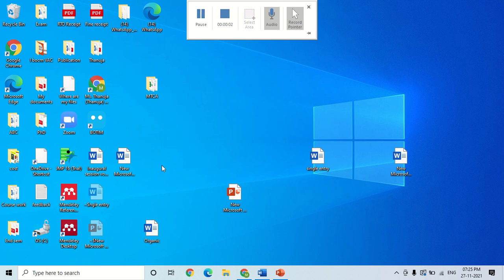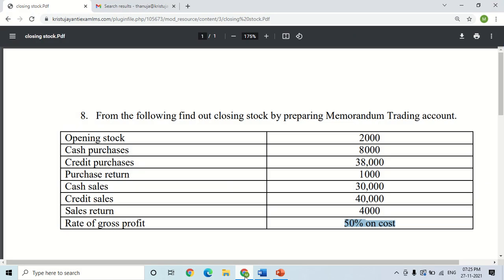Under the conversion of single entry into double entry, we will mostly be getting incomplete records. So we have to find out various items from those incomplete records, like opening stock, closing stock, purchases, and so on. We have a question here. We will see the question. From the following, find out closing stock by preparing a memorandum trading account.